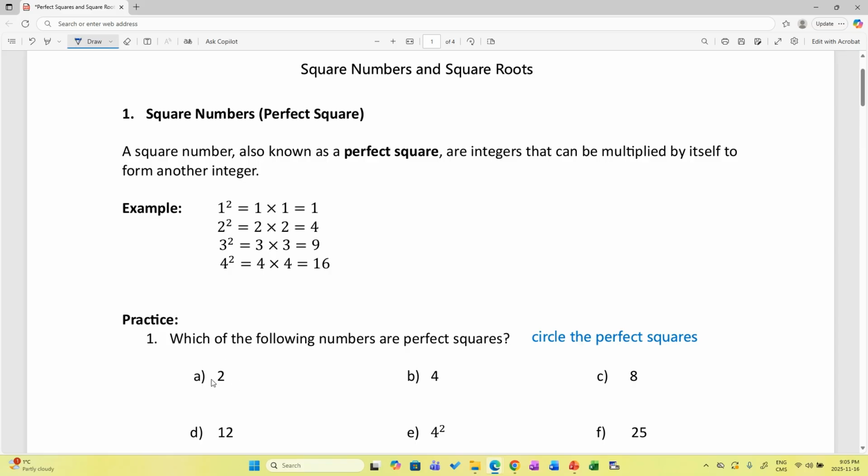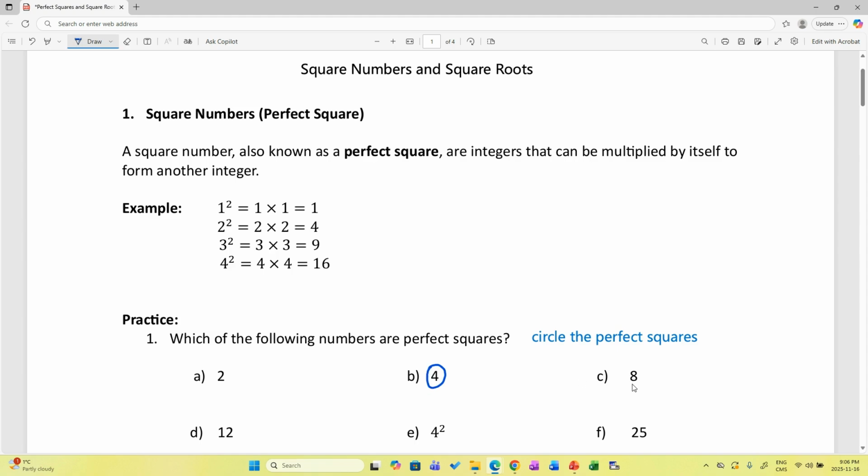So is 2 a perfect square? Meaning, can I take a number and multiply it by itself to get 2? I can, but the number won't be a nice whole number to start with. So no, 2 wouldn't be a perfect square. What about 4? Well, 4 is right up here. Basically, I can take a whole number and multiply it by itself to get another whole number. So in this case, 4 is a perfect square.